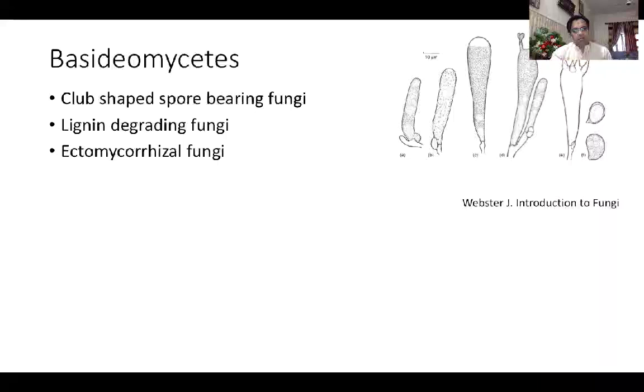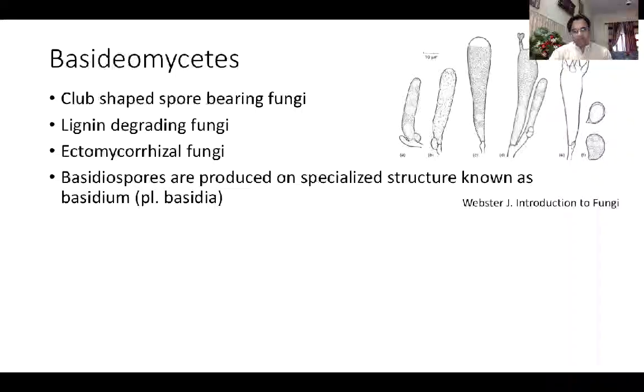Then ectomycorrhizal fungi mostly belong to Basidiomycetes. Then, an important character because of which they are known as Basidiomycetes is the specialized structure known as basidia. Basidia are these club-shaped bodies on which the spores are produced, and mostly 4 spores are produced on each basidium.